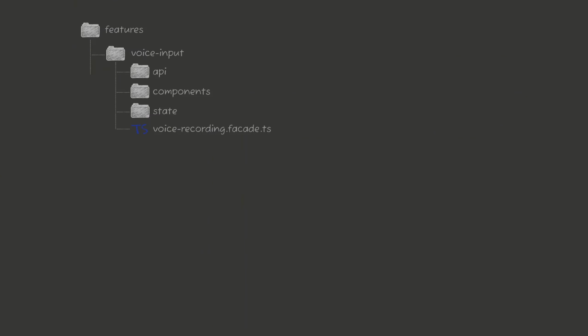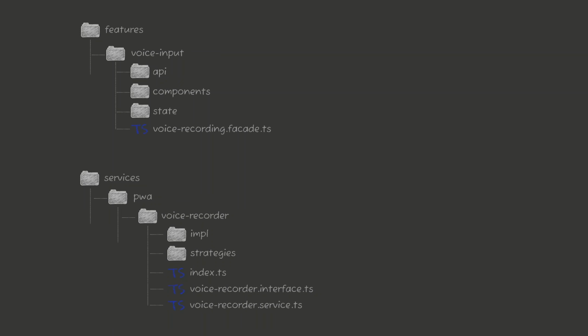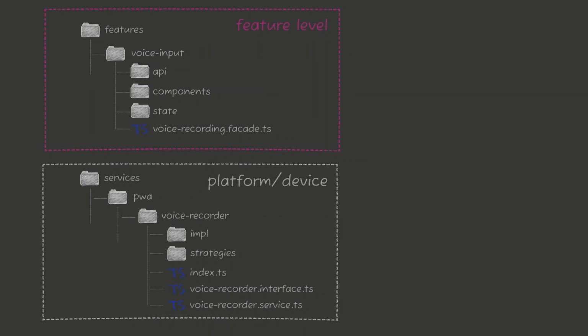That said, not every dependency can or should be fully encapsulated within the feature itself. Audio recording relies on an infrastructure-level PWA service that works directly with browser APIs such as MediaRecorder and getUserMedia, handling device access and blob creation. This service belongs to the platform device layer because it contains no product-specific logic. It's simply a reusable wrapper around the capabilities provided by the browser.